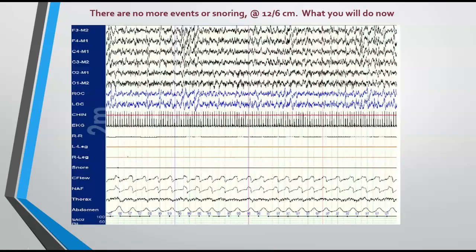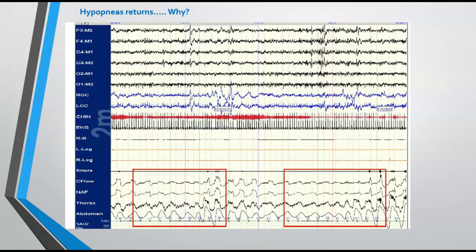Now the patient is currently on 12 over 6 and he is having nice breathing. Saturation is well maintained at about 97 to 98 percent. No respiratory events. There are no arousals. The patient appears to be in stage 2 or stage 3. What will you do next? You just observe and monitor. You have nothing to do now because the respiratory events are under control.